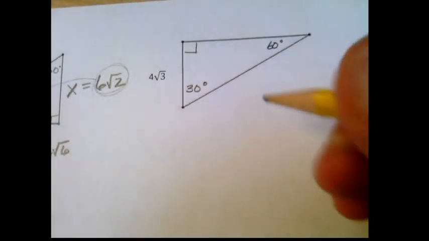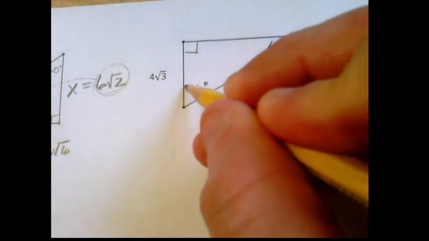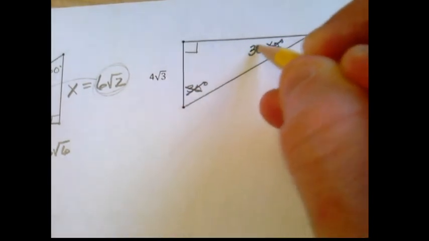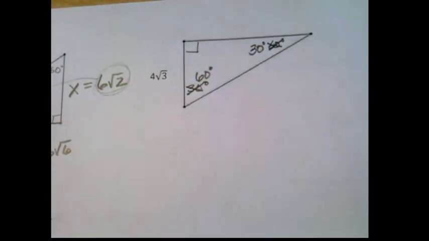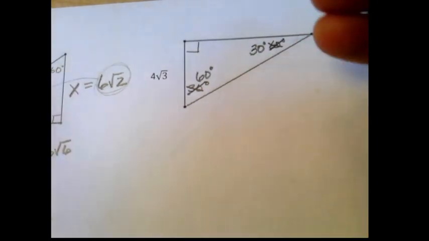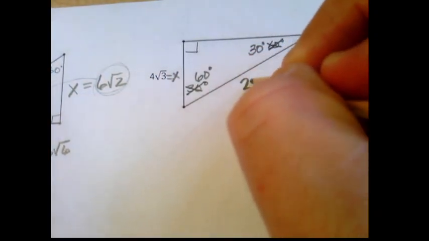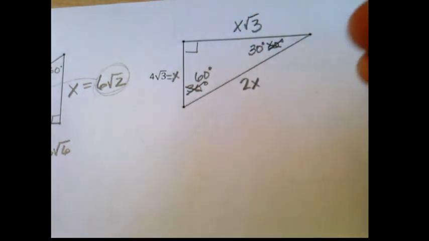Oh, shoot. I just realized something here. I mismarked this. This should be my 30-degree angle, opposite the shorter side, and this should be my 60-degree angle. So hopefully you caught that. If not, you're watching it now and can go ahead and fix that. But if my opposite of 30 is the x value, the hypotenuse is 2x, and the longer leg is x square root 3.